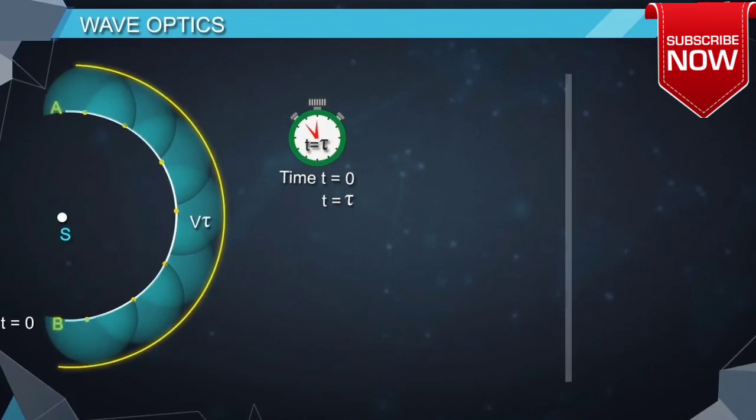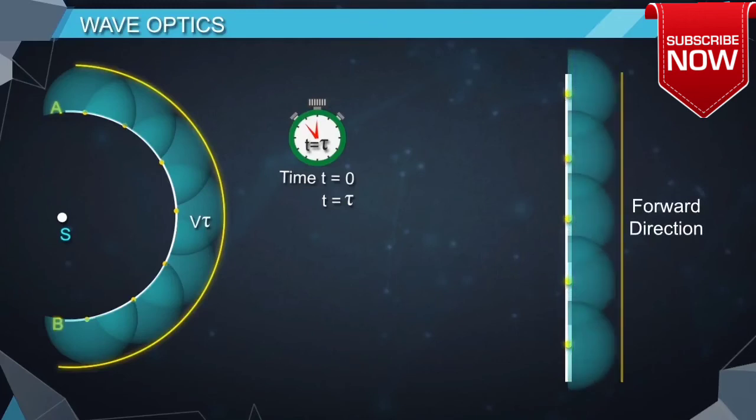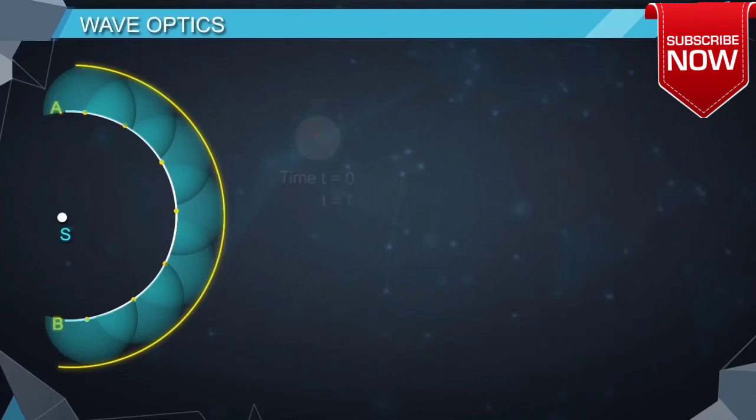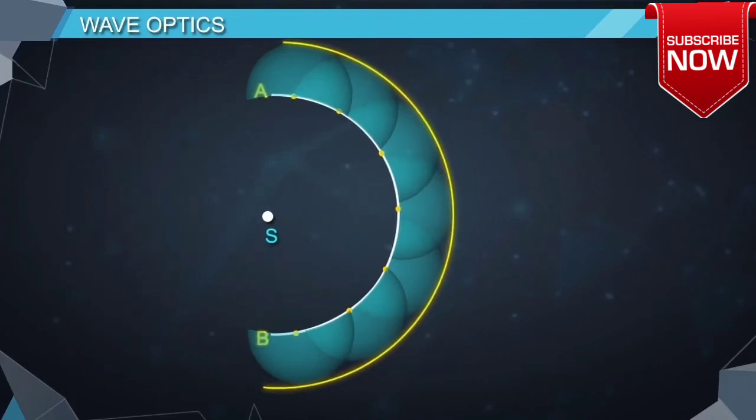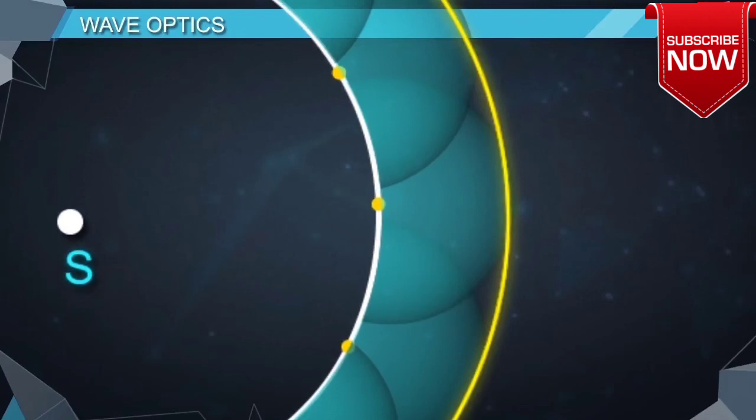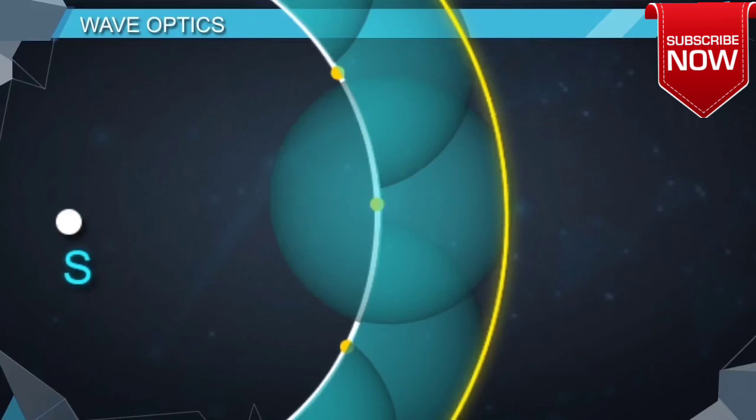In the similar manner, we can determine the shape of the wavefront of a plane wave going through a medium in forward direction. Unfortunately, there is one problem with this theory. Since the secondary wavelets are spherical, it will not only generate forward wavefront, it will also generate backward wavefront. But in practice, we do not find any back wave.